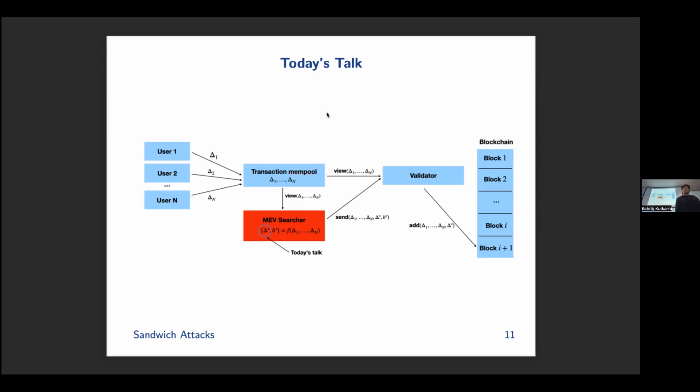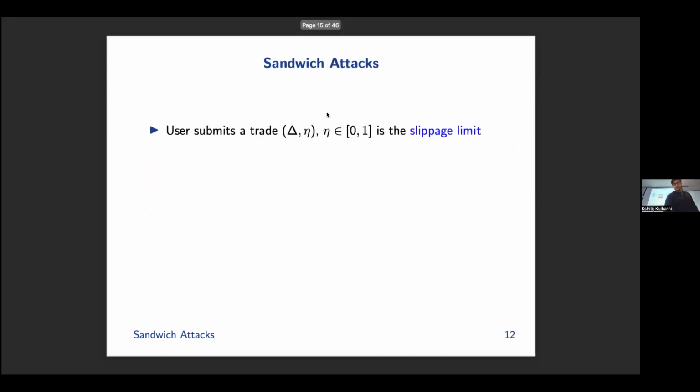Yes. And then finally, the job of the validator is to take all of these transactions, so delta 1 to delta n, along with the thing that the searcher submitted, and decide an ordering and submit it to the block. Submit it as a block to the blockchain.